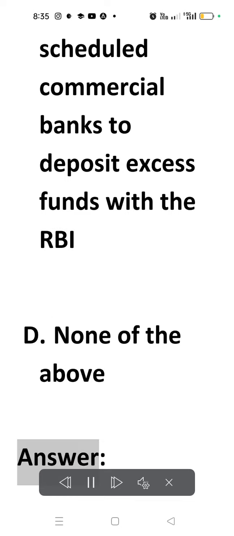A. To issue treasury bills and dated securities below the normal market borrowing program. B. To absorb excess liquidity in the market. C. To increase liquidity in the market. D. To stabilize the stock market. Answer: B. To absorb excess liquidity in the market. When was the Market Stabilization Scheme introduced?